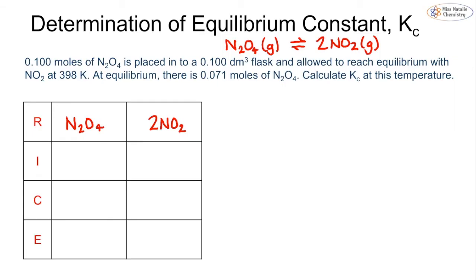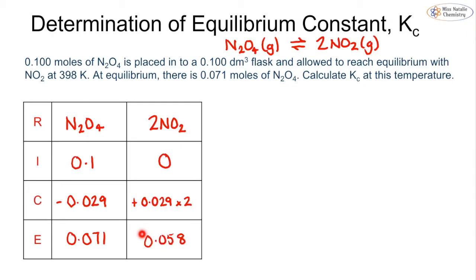So for my initial moles, I'm told I have 0.1. And of course, I haven't made any of my products. So again, this is 0. I'm told that my number of moles of the N2O4 at equilibrium is 0.071. So therefore, my change must be 0.029, and this is coming down by that. My N2O4 must be going down by 0.029, but my NO2 is going up, and because I have that coefficient of 2, it is actually going up by 0.029 times 2. And that gives me a value of 0.058.